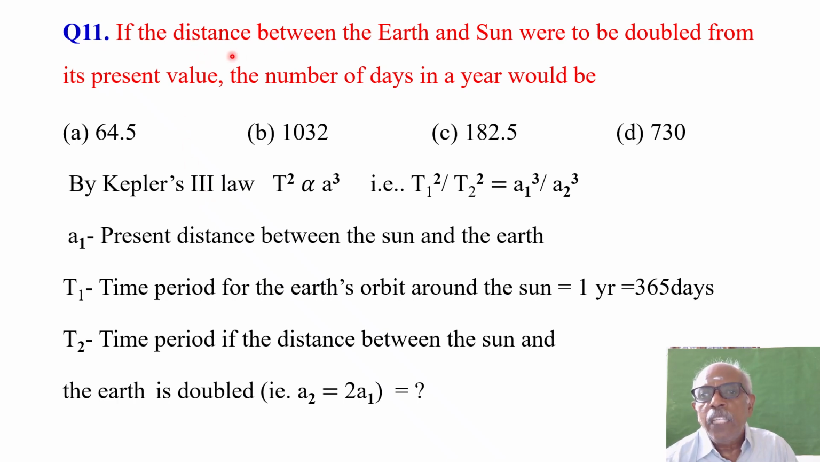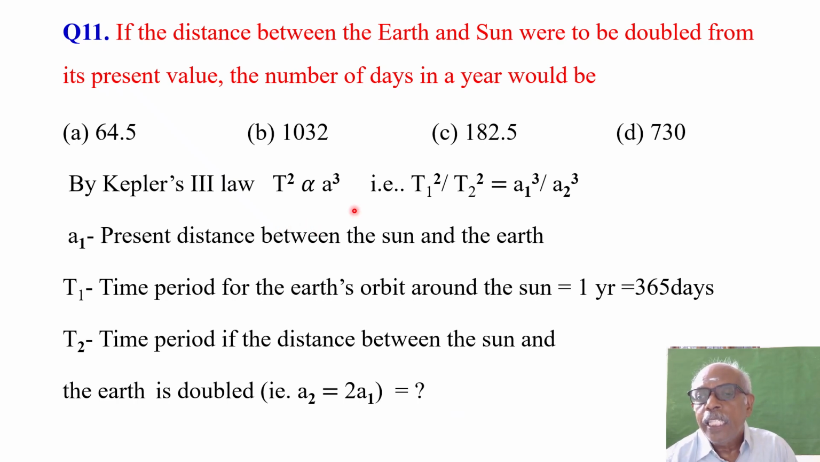If the distance between the Earth and the Sun were to be doubled from its present value, the number of days in a year would be how much? The options are 64.5 days, 1032 days, 182.5 days, 730 days. So by Kepler's third law, T squared is proportional to A cubed.